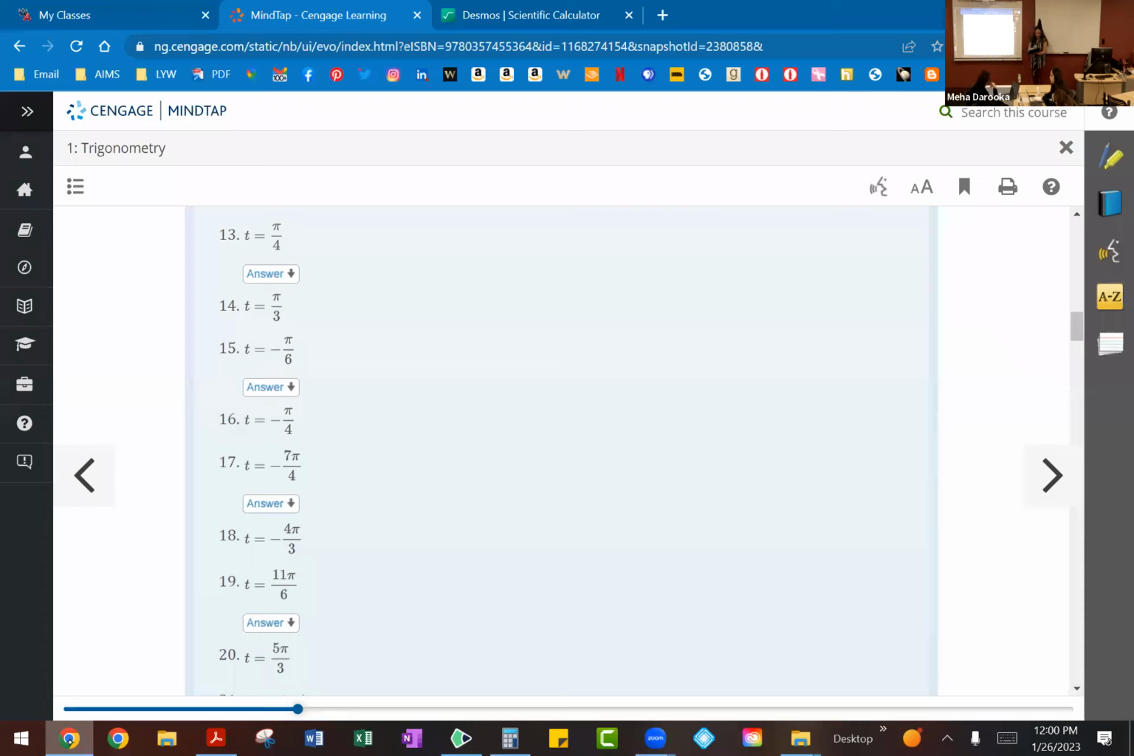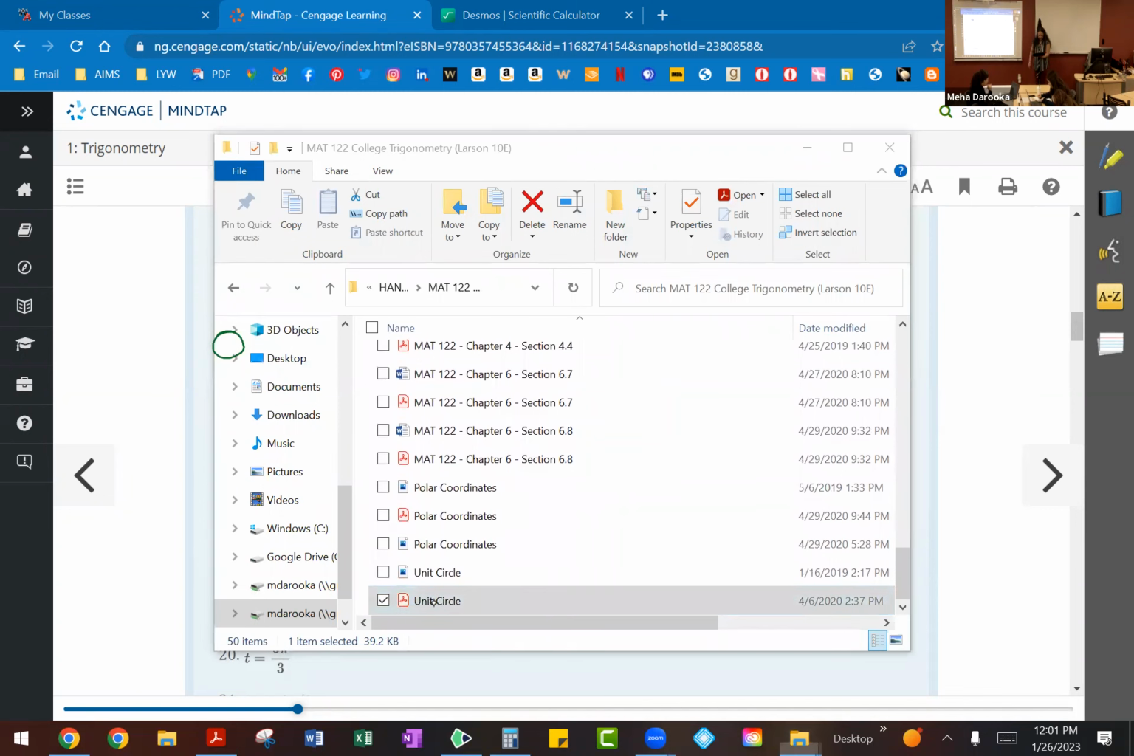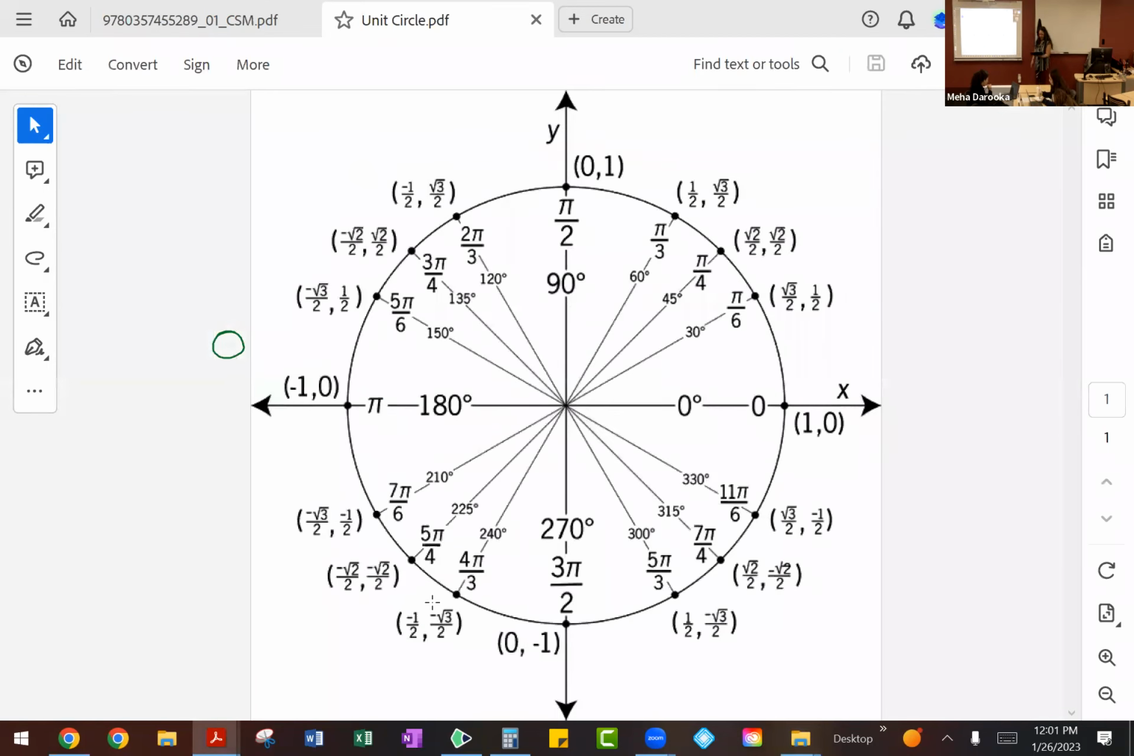let's do number 15, -pi/6. So think about in the unit circle, where is that -pi/6 going to fall? Where would -pi/6 fall in the unit circle? Very good, 4th quadrant. And what would be the corresponding angle to it that's visible here? 30 degrees. Or pi/6.